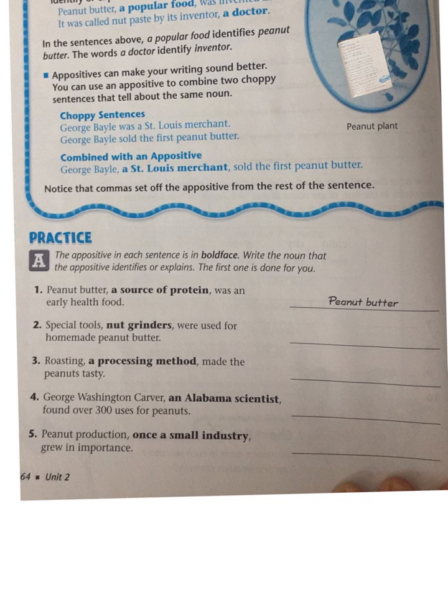It says the appositive in each sentence is in boldface, so we know that nut grinders is what we're looking at. It says write the noun that the appositive identifies or explains. The first one's done for you. For number 1, it shows peanut butter, a source of protein, was an early health food. And they have peanut butter here because that is what a source of protein is describing. So in our example here, nut grinders, what are they? They're special tools. And so that's what we're going to write on the blank. Special tools.